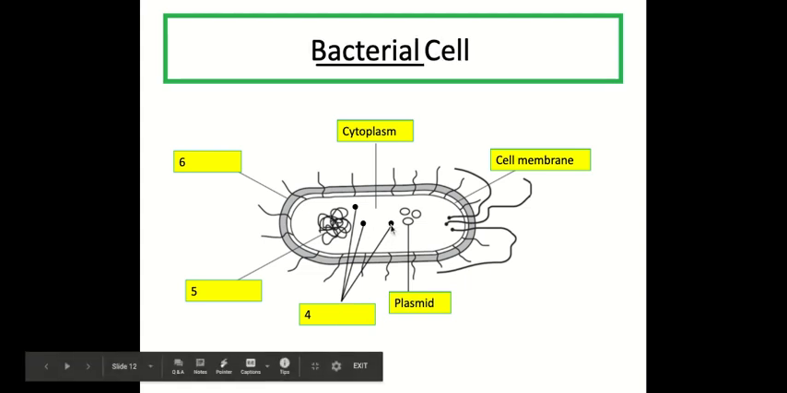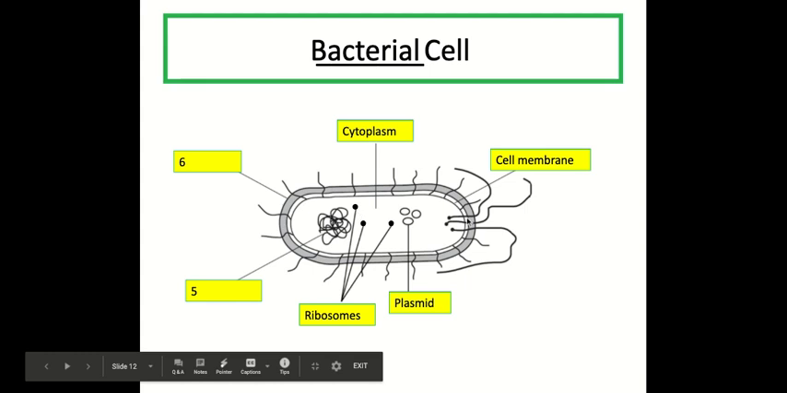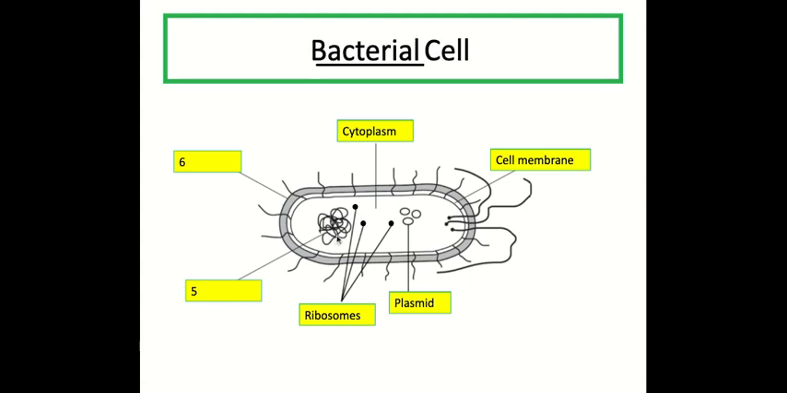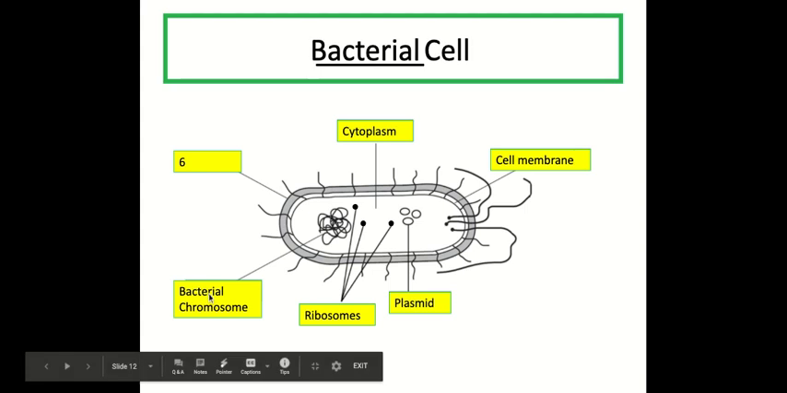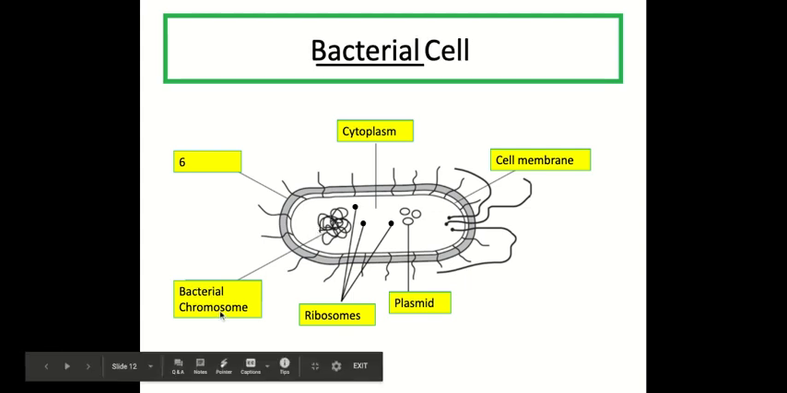Number four is pointing to the dots in the cytoplasm, so these are ribosomes, we know that from before. Now, for number five, you might notice that this cell doesn't have a nucleus. It's the only one of the four cell types not to have a nucleus in it. Instead, its DNA, or genetic material, again, we'll come back to that in a separate topic, is just coiled in the cytoplasm. So this is what we call a bacterial chromosome. You'll learn about chromosomes in a bit more detail later, but it's really important that if you're ever asked what this is in the exam, you say bacterial chromosome.